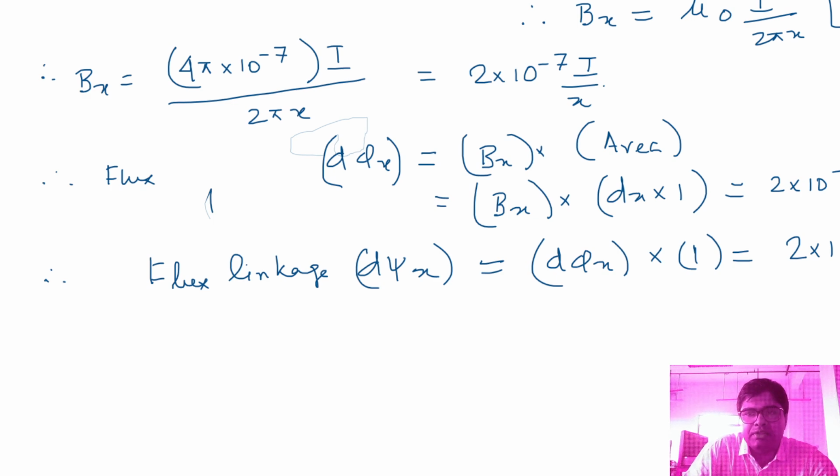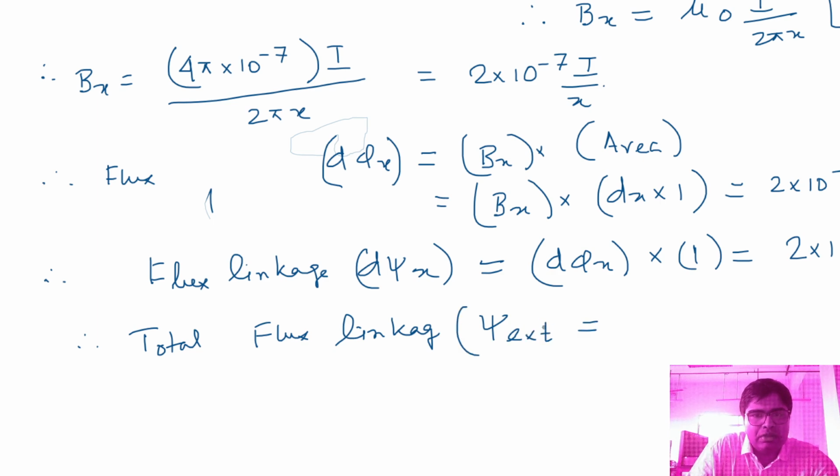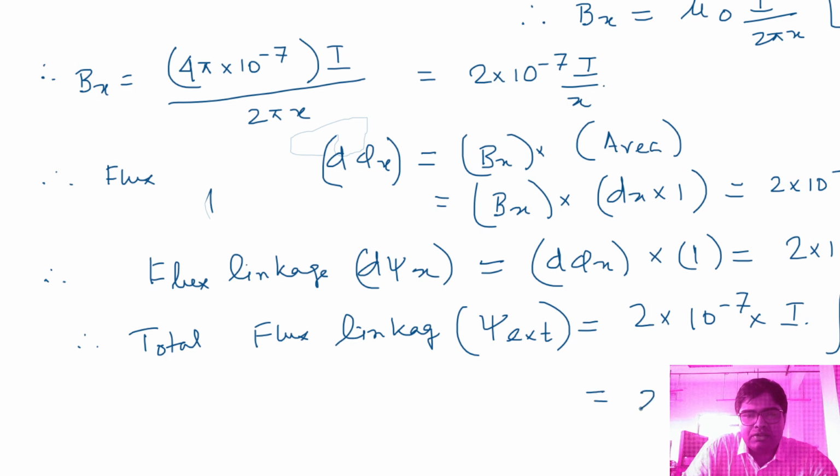2 into 10 to the power minus 7 into I into dx by x. So therefore total flux linkage can be found out for external effect. So it will be 2 into 10 to the power minus 7 into I, now integration dx by x from x starting from d1 to d2. As a result, this integration is found to be 2 into 10 to the power minus 7 I into ln d2 by d1.